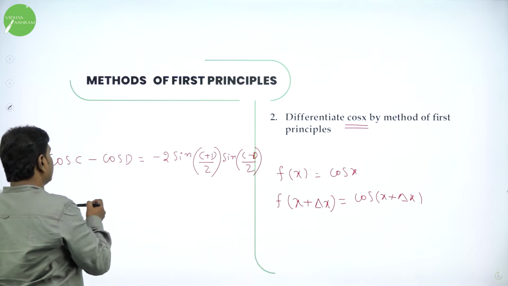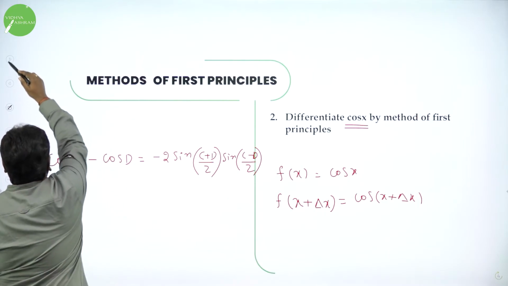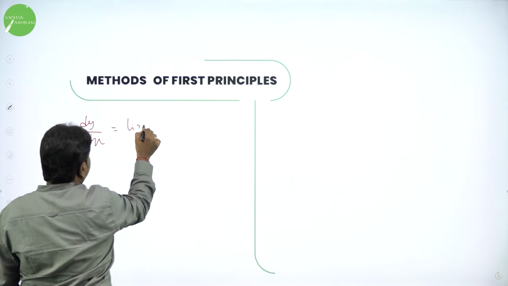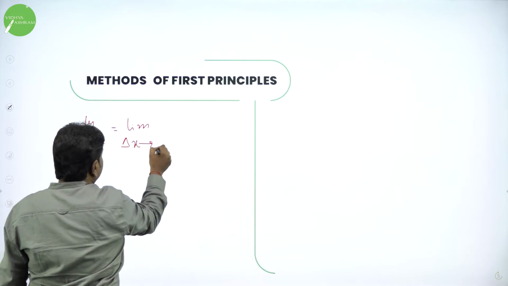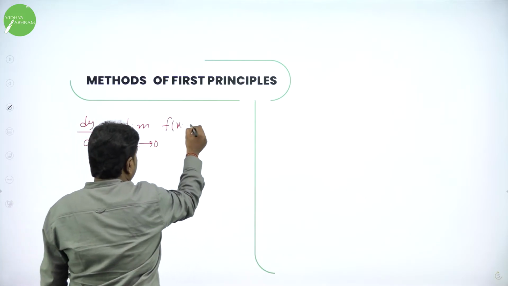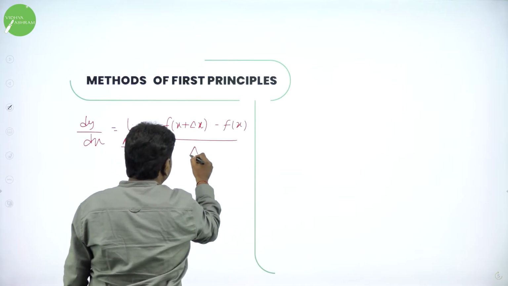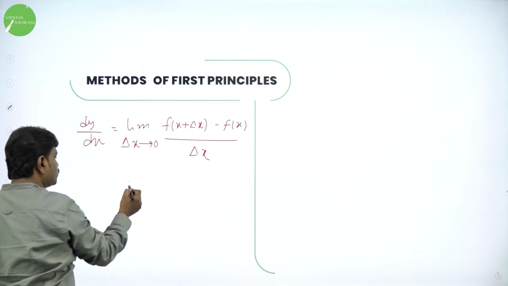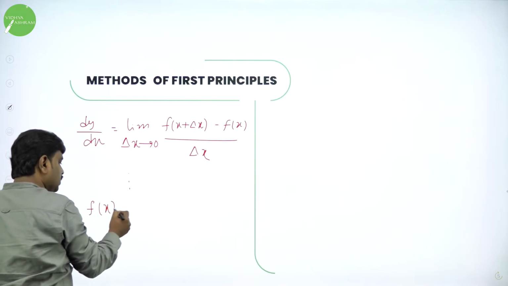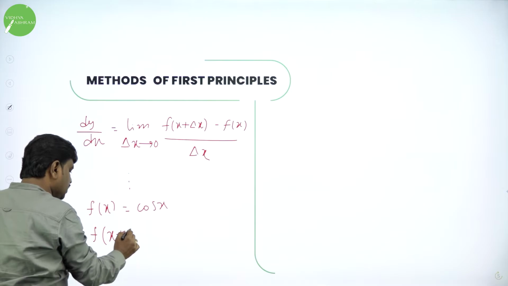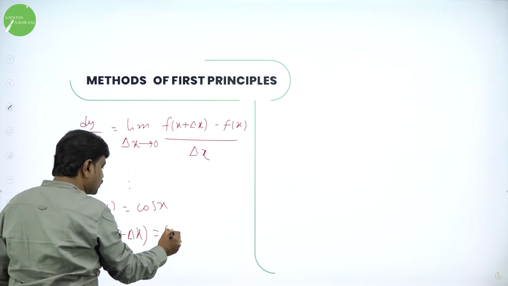This is the formula you need. What is cos c minus cos d? Minus 2 sin c plus d by 2 into sin c minus d by 2. And as usual, the method of first principles. So here dy by dx is what? dy by dx is equal to limit delta x tends to 0 of f of x plus delta x minus f of x, by delta x. This is the method of first principles. And further, you know how to substitute. f of x, what should you take? In this problem I told you cos x. f of x plus delta x, what should you take? Cos of x plus delta x.